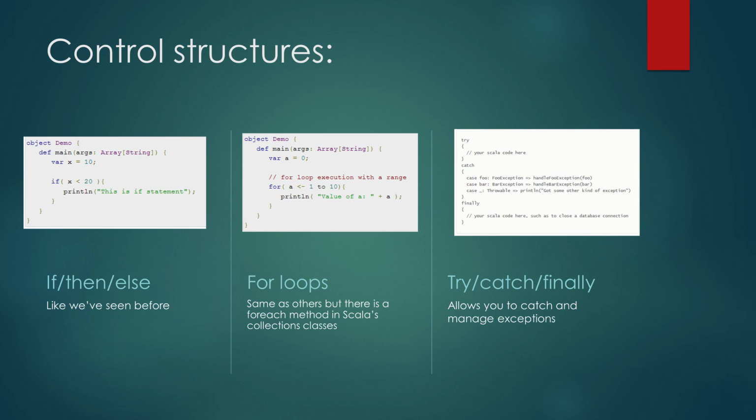Scala's for loops work the same as in other languages, and there is a foreach method that is available to Scala collection classes. Scala's for expression is used to create new collections from existing collections, while Scala's for loop is used for side effects like printing output. Match expressions are like Java's switch statements, along with try, catch, finally, which also works how it does in Java, as it allows the programmer to catch and manage exceptions.